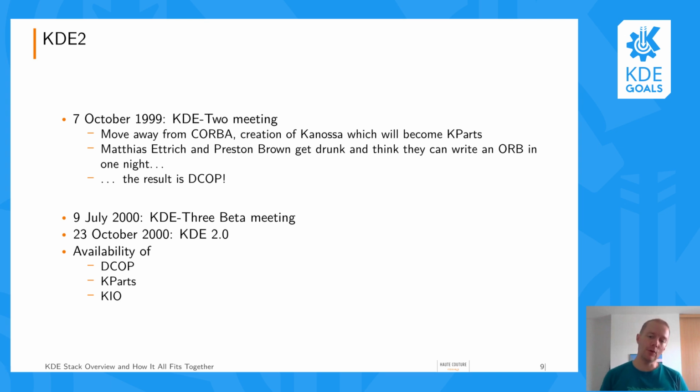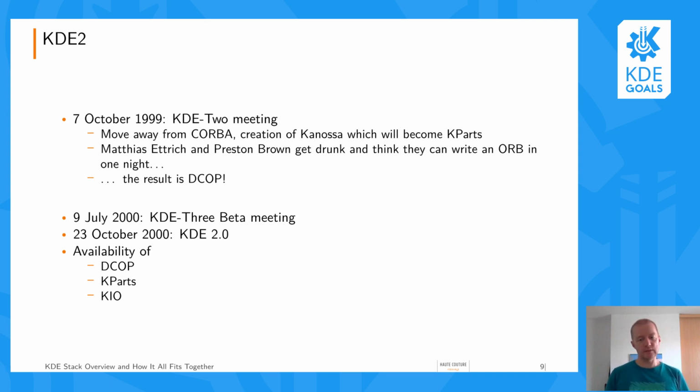Then they got a third meeting, which they called the KDE3 beta meeting, which has nothing to do with a KDE3 beta, because that was about getting KDE 2.0 out of the door, which they managed to do in 2000.